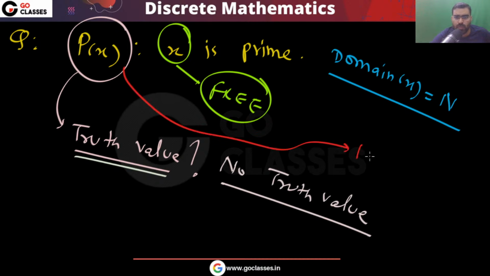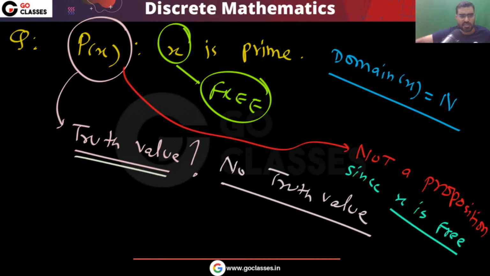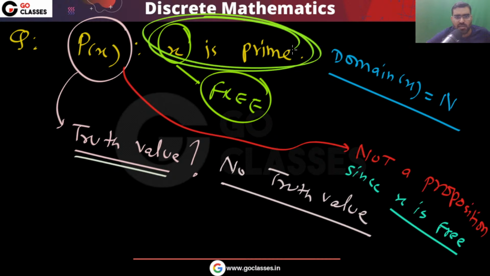Because this is not a proposition. Why is this not a proposition? Because x is free. Please understand, this is not a proposition since x is free. So this x is a free variable, and that is the reason this Px is not a proposition.